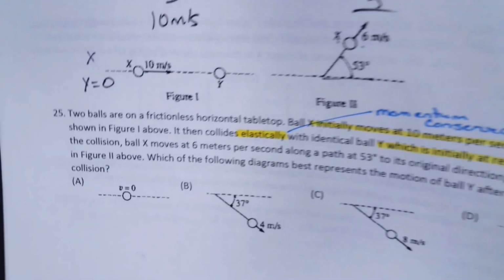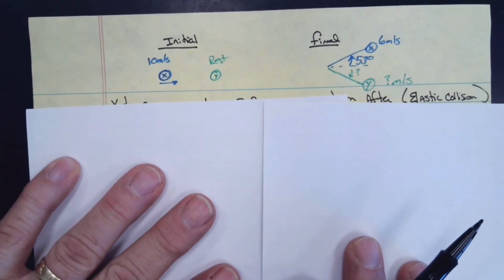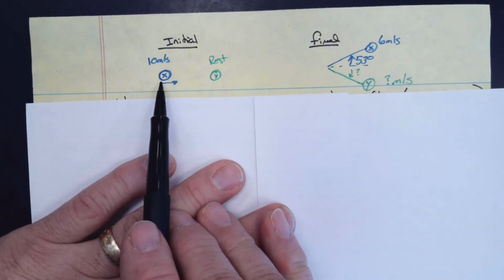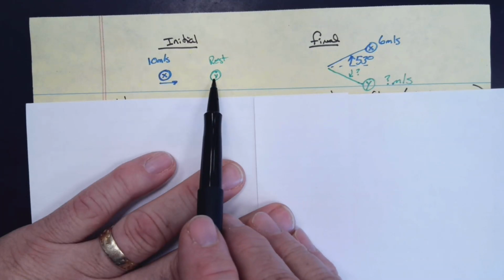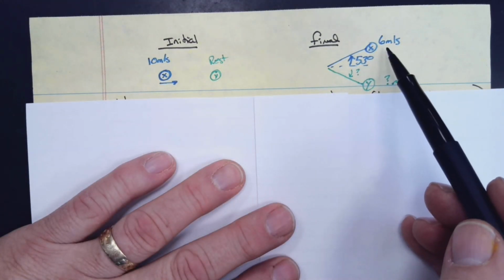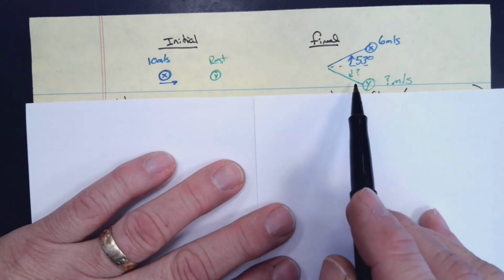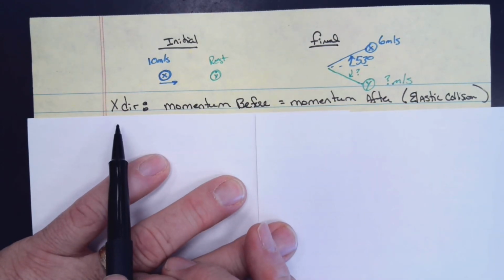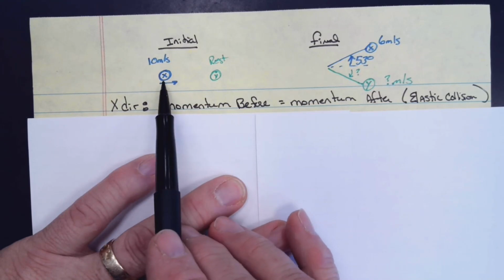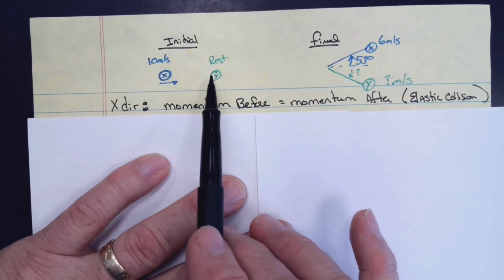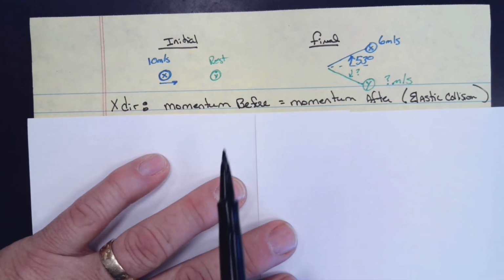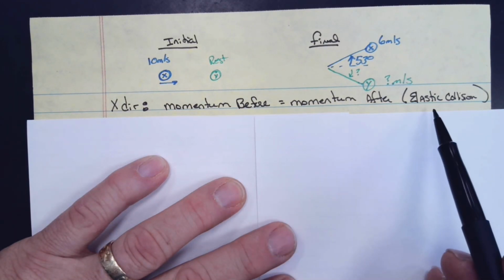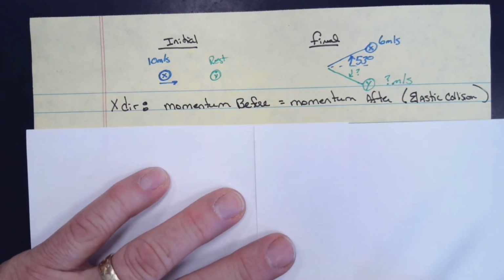So let's look at the long way of solving it. I color-coded this to make it a little easier. The initial ball X is at 10 meters per second, Y was at rest, then X will move on at 6 meters per second at an angle of 53, and we don't know the angle or the velocity of Y. But we're going to look at just the X direction. The reason I chose X is that there's no velocity in the Y direction at the beginning at all. It's all along the X axis, so let's use that to our advantage. The momentum before has to equal the momentum after, due to it being an elastic collision.